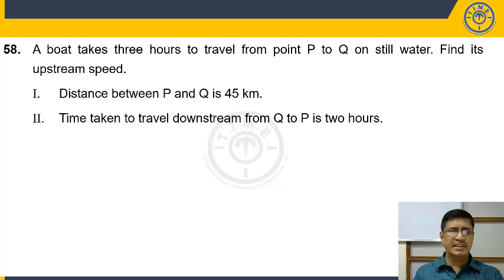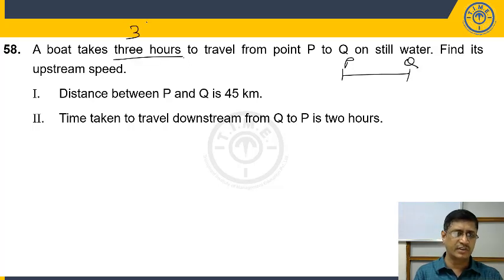Okay, now look at the next example, question number 58. A boat takes 3 hours to travel from point P to Q in still water. The time taken by the boat in still water is given. It is 3 hours. So what we need to find? Upstream. Upstream means we need to find the speed of the boat against the water current.